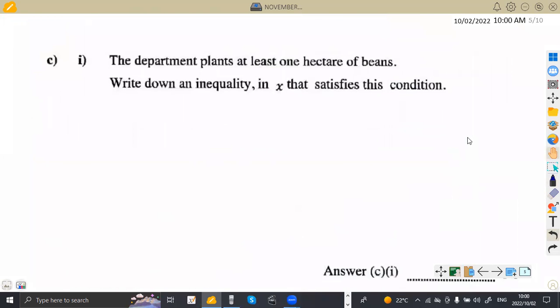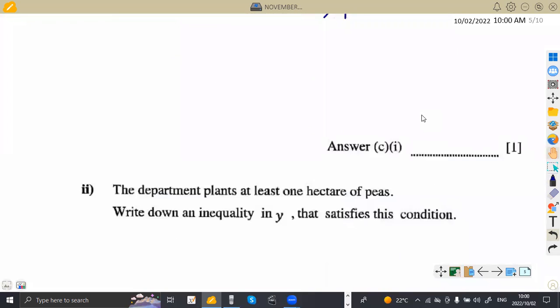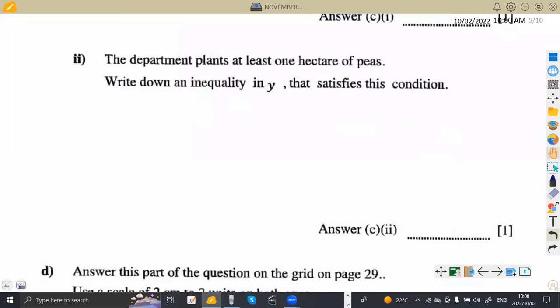The department plants at least 1 hectare of beans. At least, guys, I told you, at least is greater than or equal to. So X is greater than or equal to 1. We have got an inequality here. The same thing is happening on the peas again. Y is at least 1 hectare, which means Y is going to be greater than or equal to 1 again. All right, so that's it.